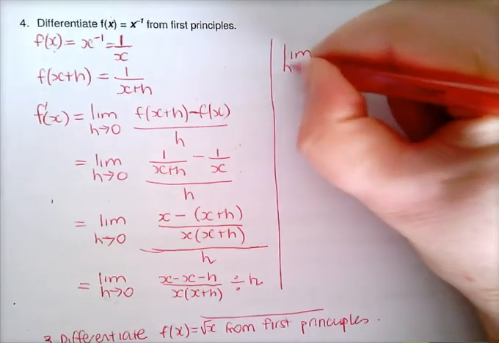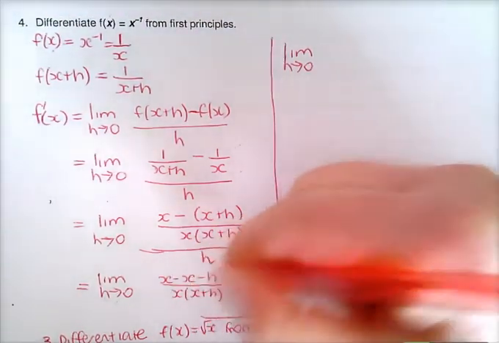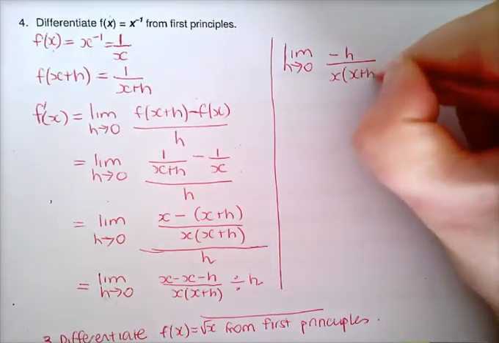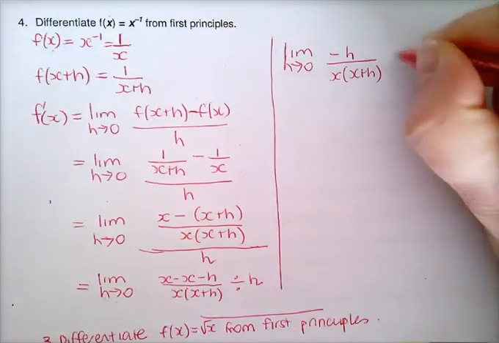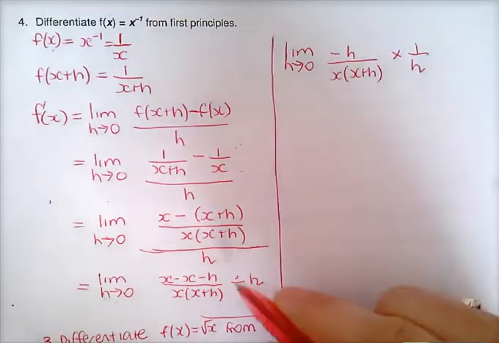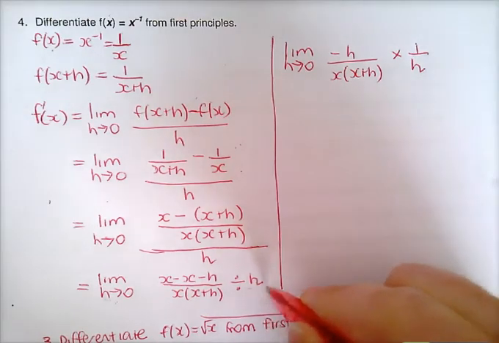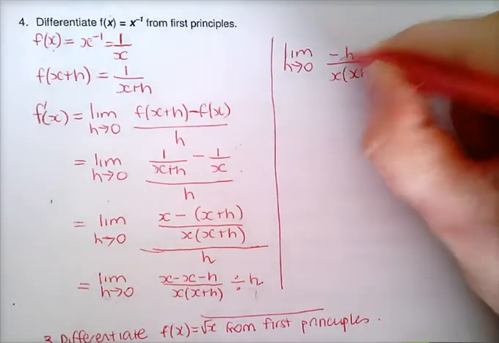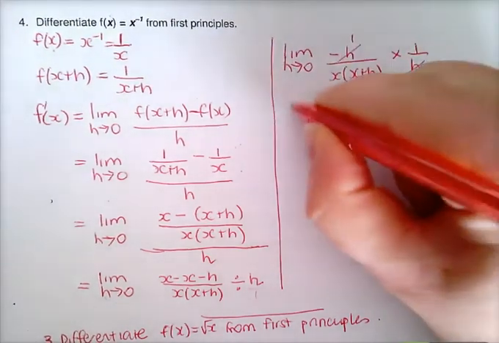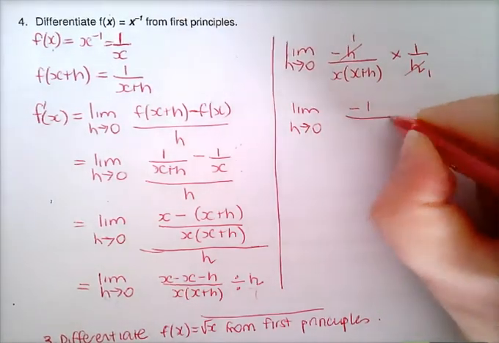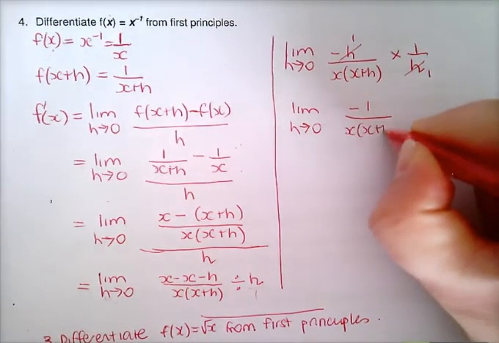So it's the limit as h approaches 0. Now x minus h is negative h over x(x + h). Now remember, we're dividing by h, which is the same as multiplying by 1 over h. Okay, so dividing by h here is dividing by h over 1. That's the same as multiplying by 1 over h. Notice our h's will cancel, and in their place we can put 1's. So it's the limit as h approaches 0 of negative 1 over x(x + h).